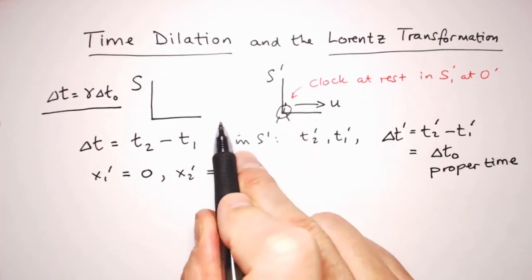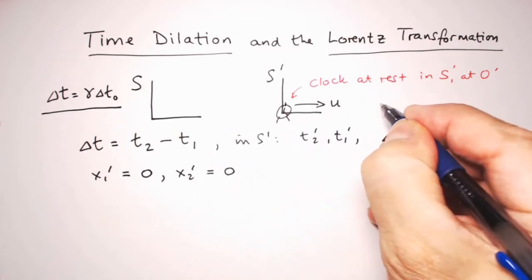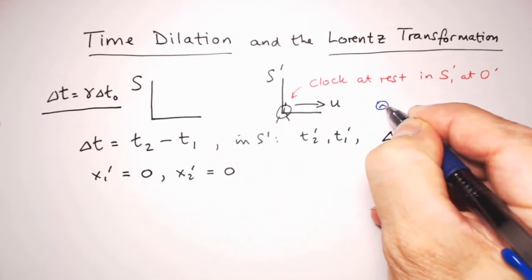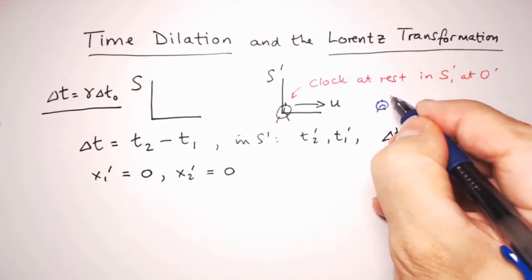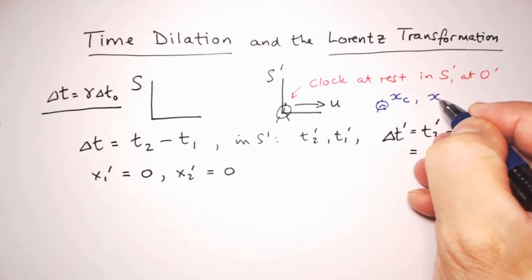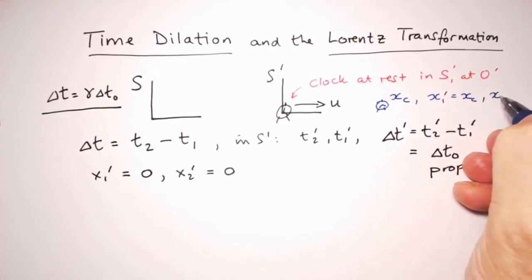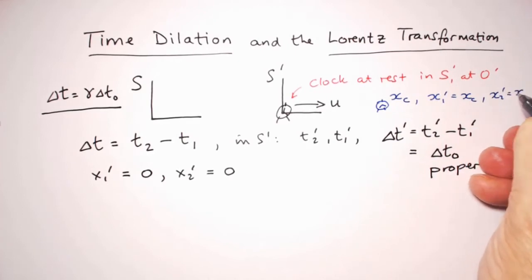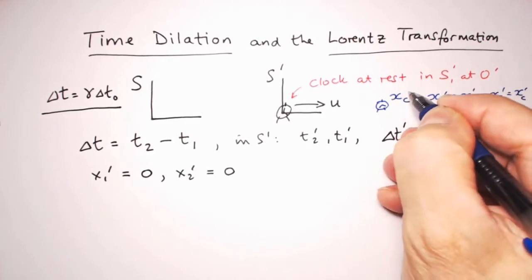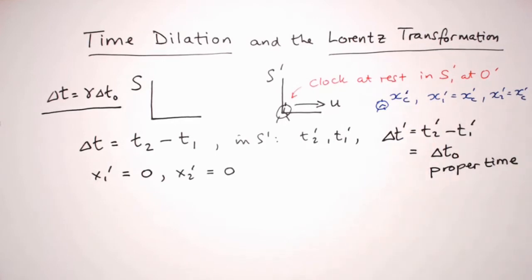This analysis could work for the clock in any position. So for example, if the clock were over here instead of at the origin, then it would have some position, xc prime, let's say, in which case we'd have x1 prime equal to xc prime and x2 prime equal to xc prime. That clock would be at rest, although not at the origin.